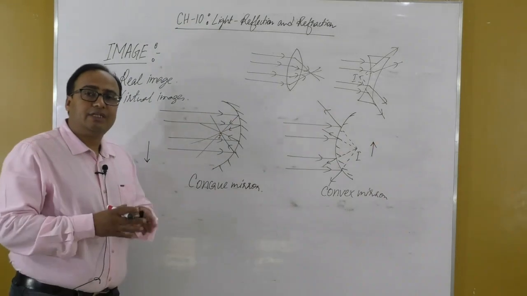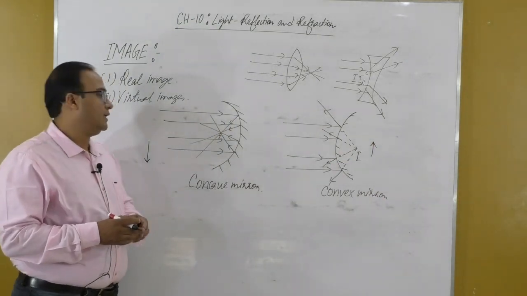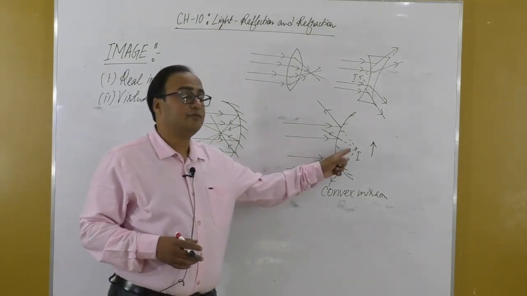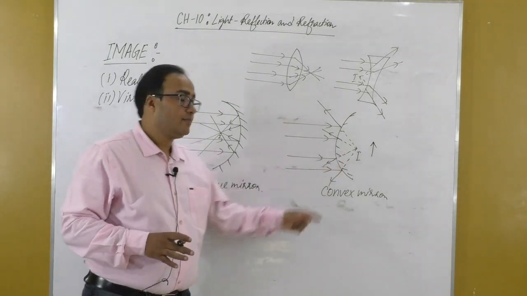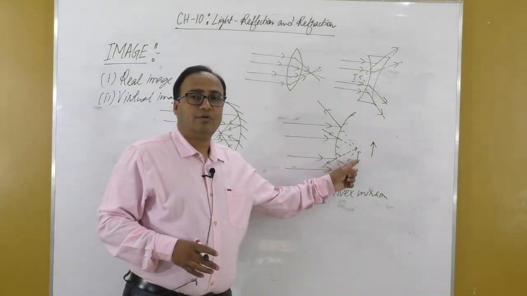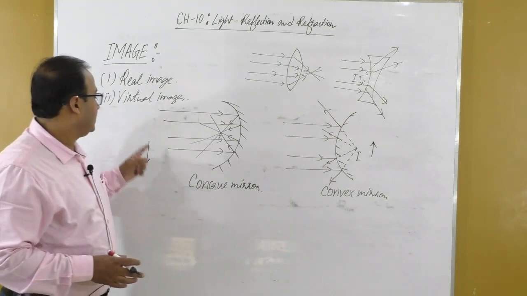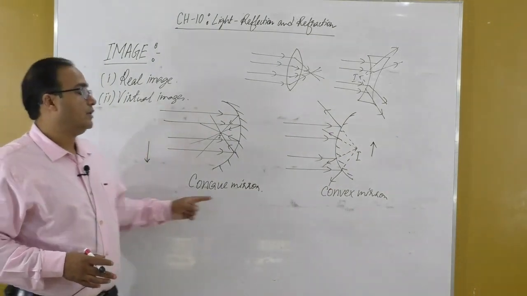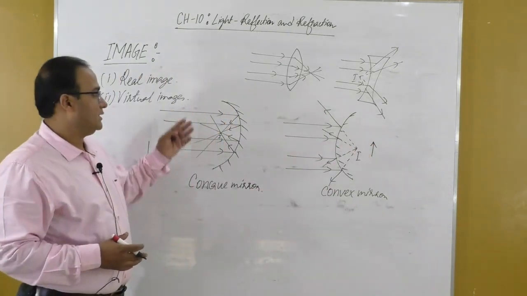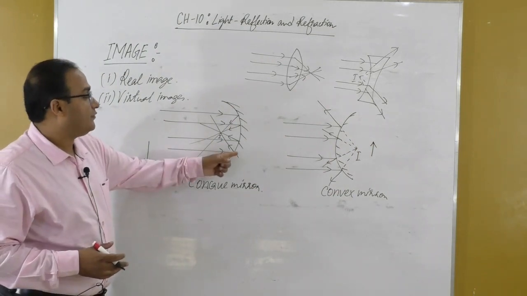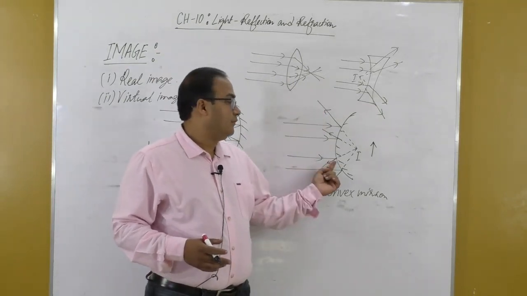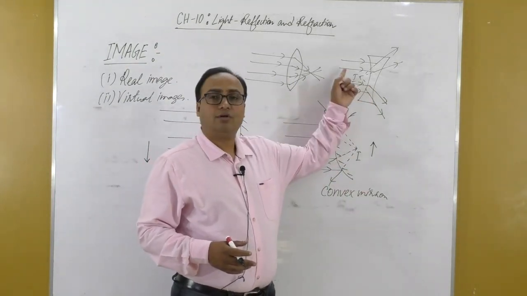So I told you three differences between real image and virtual image. First one, real image is formed by actual intersection of light rays. Virtual image is formed by imaginary intersection of light rays. Second one, real images can be obtained on a screen. Virtual images cannot be obtained on a screen. Third one, real images are inverted, upside down. Virtual images are erect. And the fourth one, if you can see the diagram, you can understand. Real images are formed in front of mirrors and behind the lens, and virtual images are formed behind the mirror and in front of the lens.